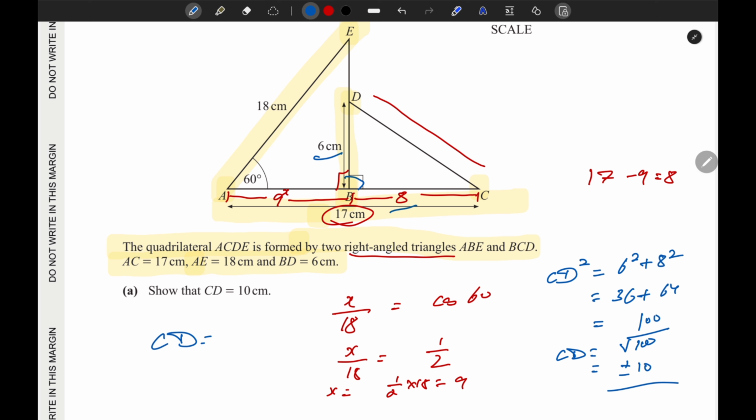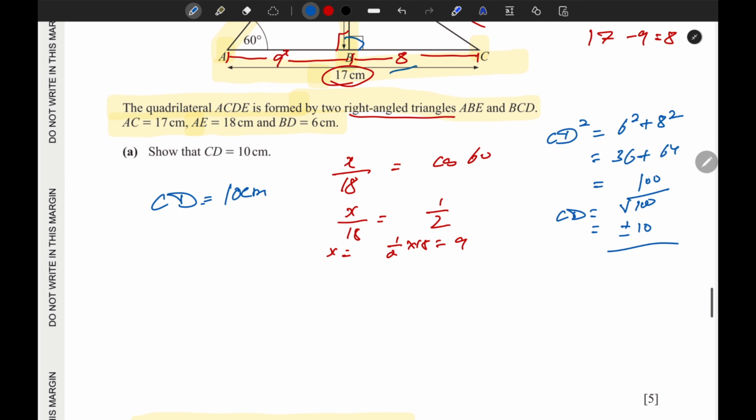So CD will be 10 centimeter. Hence we have proved it. Okay. Find the perimeter of the quadrilateral. Okay, you have to find the perimeter. Give your answer in this form. So now the perimeter.